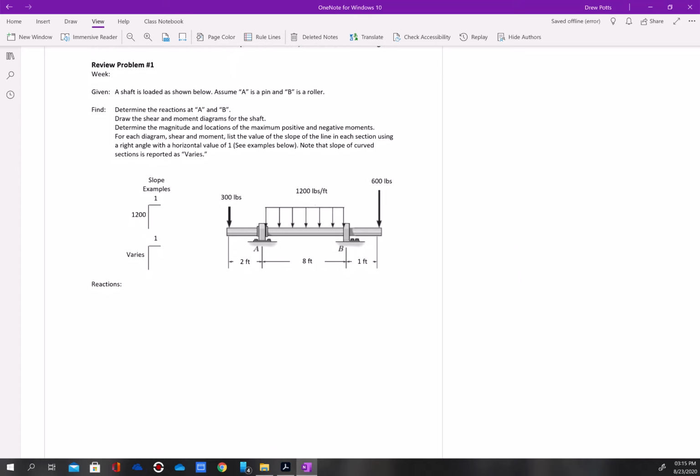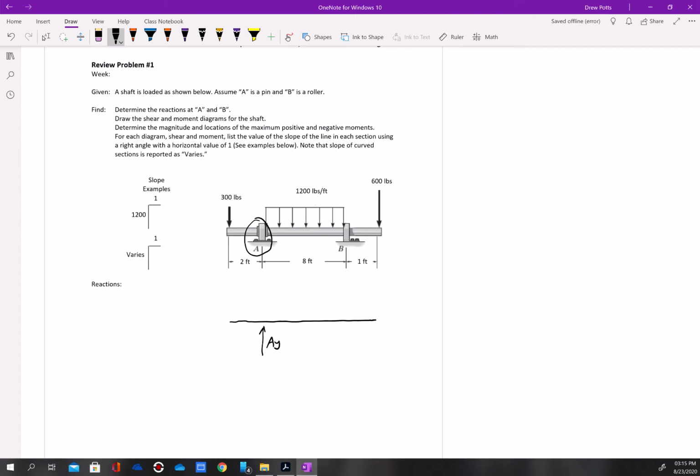thinking equilibrium. All right, so first thing we want to do is we have to establish equilibrium. So that's going to mean a free body diagram. Okay, so there's my line that represents my shaft. At the left end, it's fixed in the vertical and horizontal. So it's going to have an AY and it's going to have an AX.